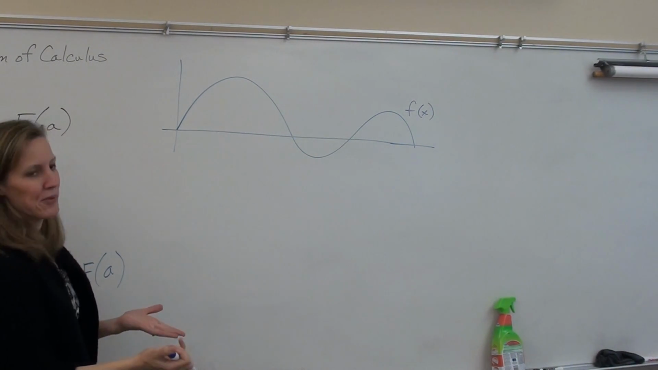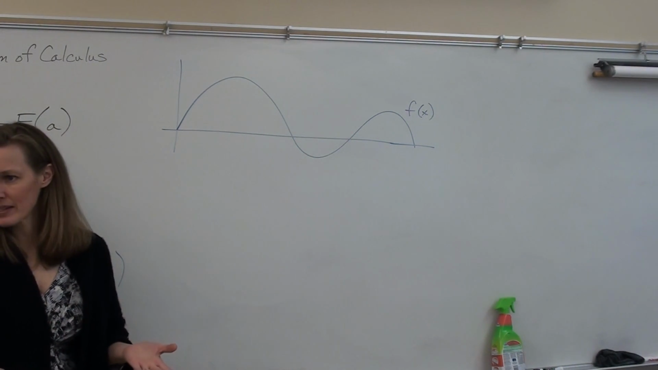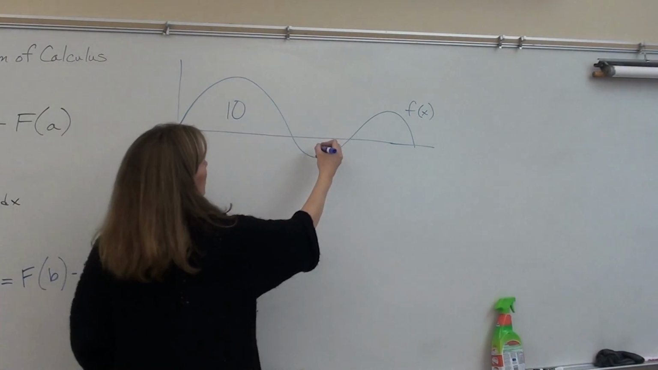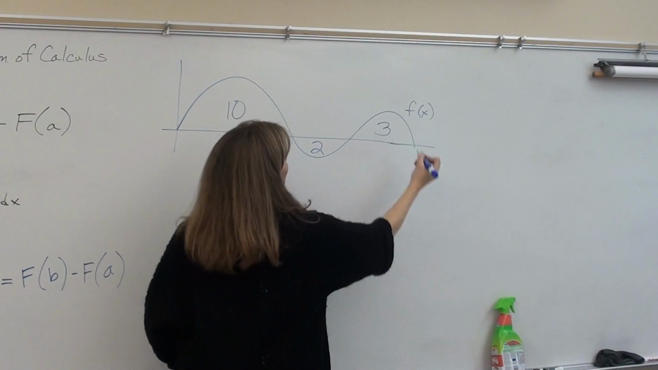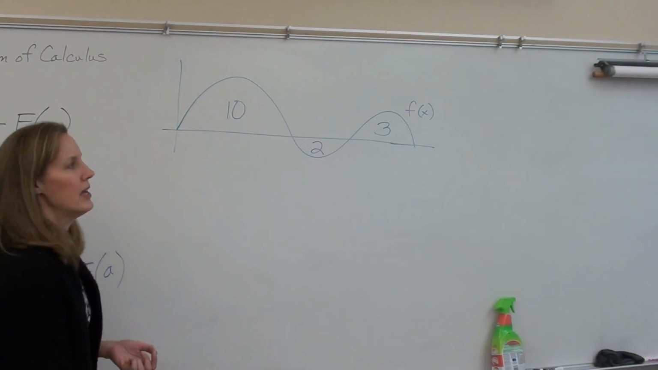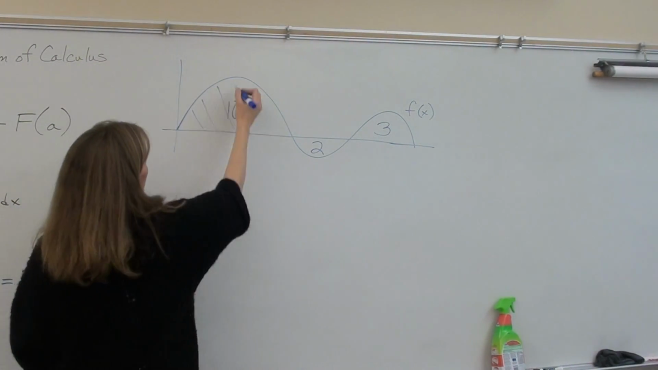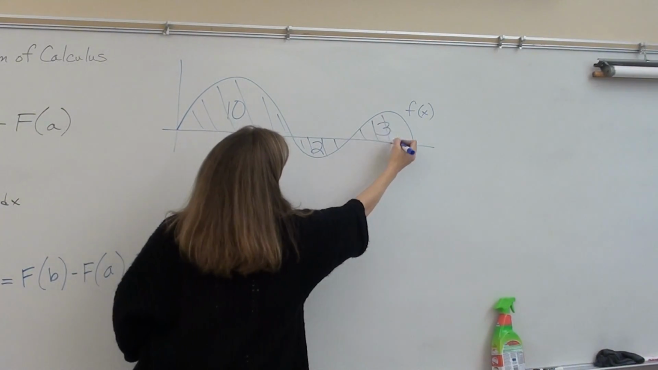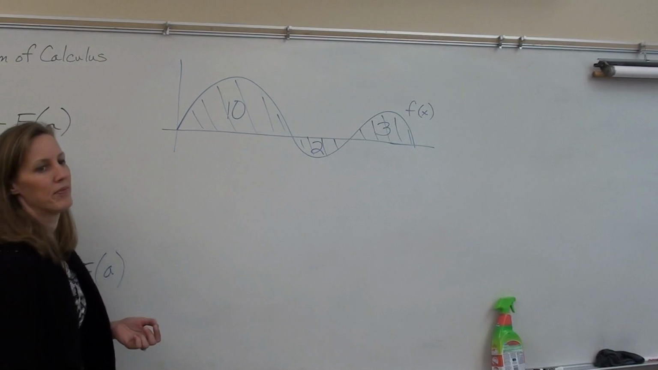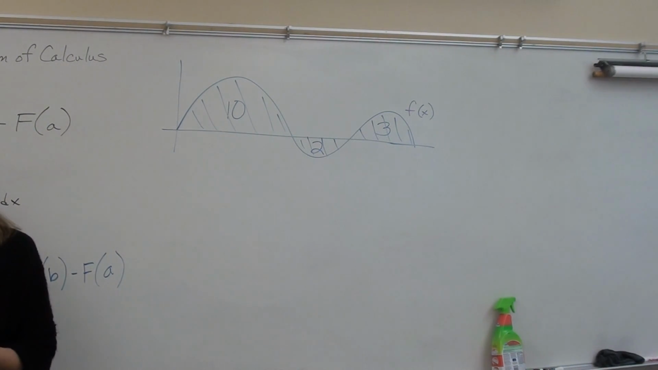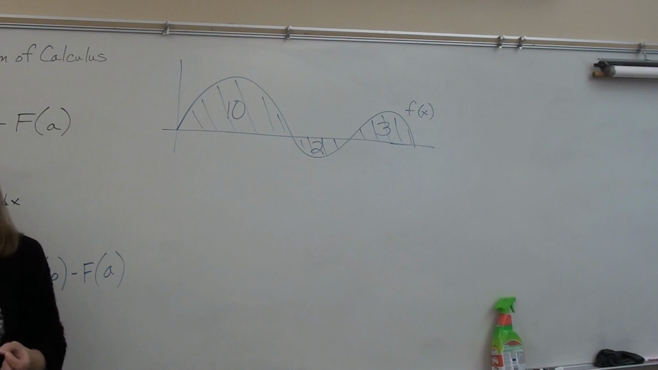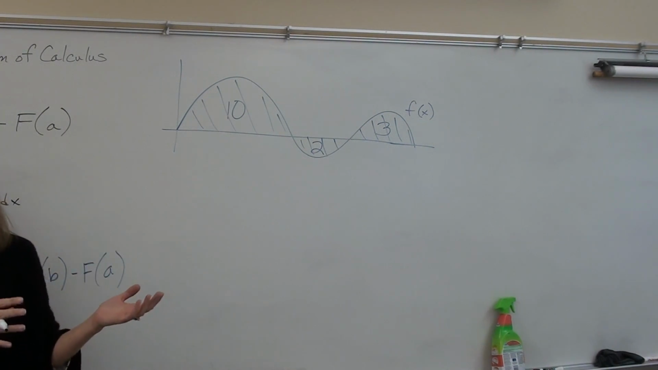We've got a graph. This is a graph of f of x. I'm going to write a few numbers in here: 10, 2, and 3. And I'm going to go ahead and shade that part, and that part. Suppose the numbers represent the area of each bounded region.